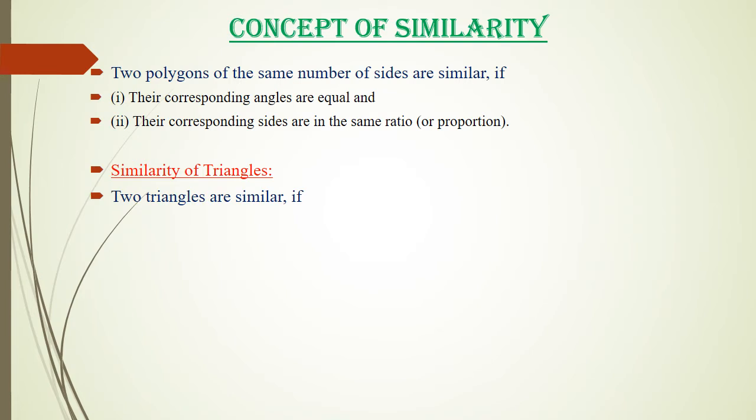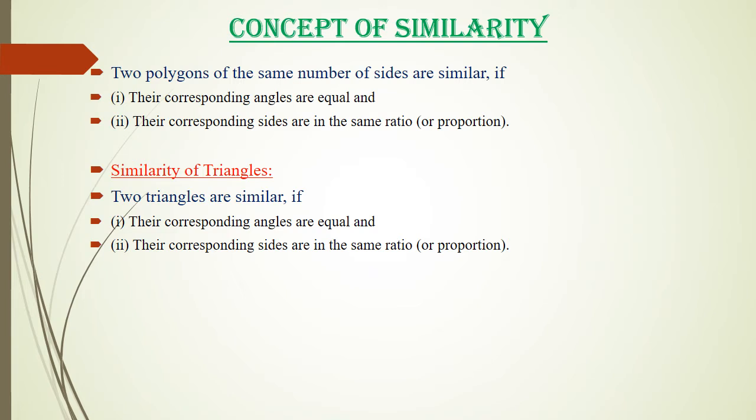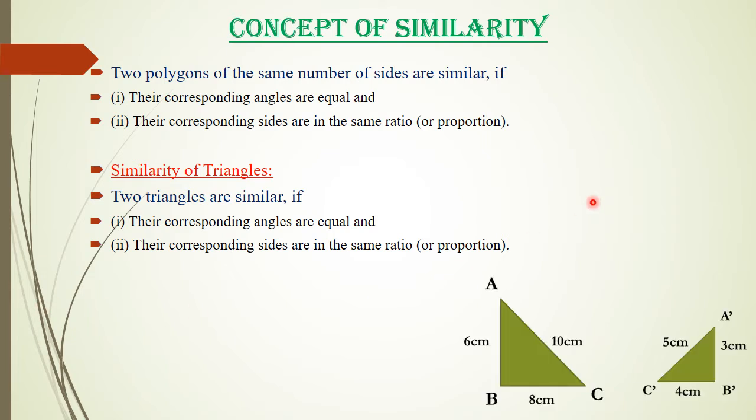Two triangles are similar if their corresponding angles are equal and again their corresponding sides are going to be in the same ratio or proportion. To understand this concept, I am going to consider an example here considering two triangles, namely ABC and A dash, B dash and C dash triangle. In these two triangles, you can see that AB side is in proportion with A dash, B dash side, means if I take the ratio of these two sides, it is going to be 6/3, that is equal to 2.